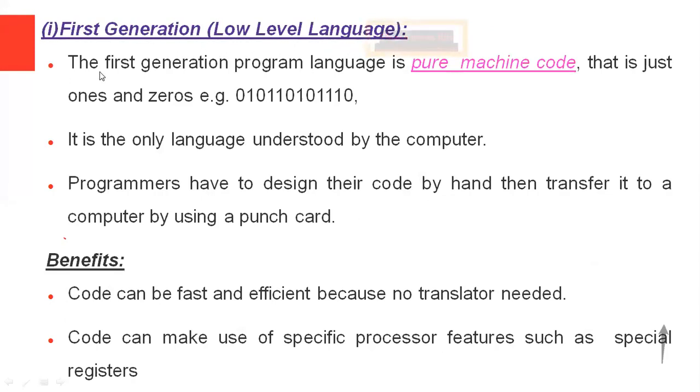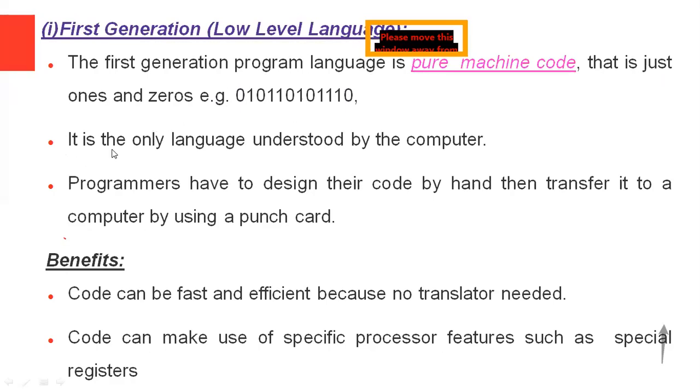The first generation programming language is pure machine code, right? It is in the form of zeros and ones. So the first generation programming language is pure machine code, just ones and zeros. We can write the program in this type of code. For example, if we write the addition of two numbers in machine code, the entire program is in the form of zeros and ones.